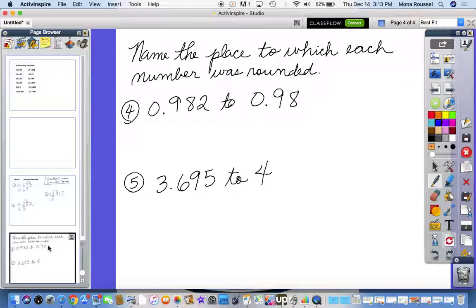In problems number 4 and 5, the rounding's been done for us. We just need to tell which place value was rounded. And in number 4, we have 982 thousandths was rounded to 98 hundredths. Well, to determine the place to which it was rounded, we just look at the last place value column. The last place is the hundredths place, so that means that this decimal was rounded to the nearest hundredth.